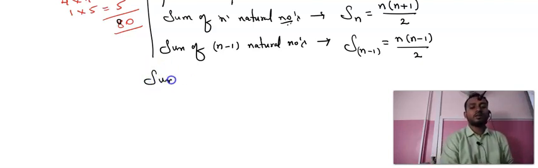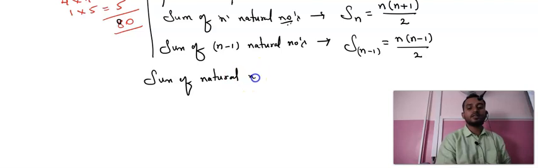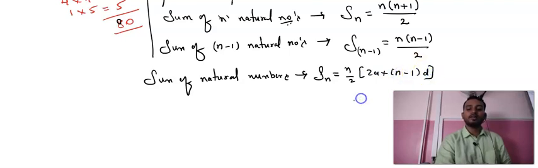Then what is the formula to find the sum of natural numbers? Let it be any numbers. To find it, we have the formula, that is nothing but Sn equals n by 2 into [2a plus (n minus 1) into d].